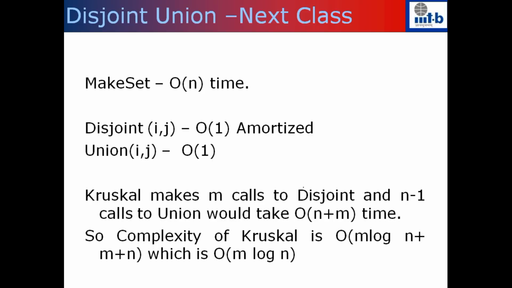So the first part of Kruskal will still take m log n for sorting, but the disjoint and union queries can be answered in order m plus n. So the summary is that right now we are able to do disjoint in order 1, but the union in on average log n. But in the next class we are going to see how to do disjoint in order 1 amortized, and the union in order 1 in the worst case.